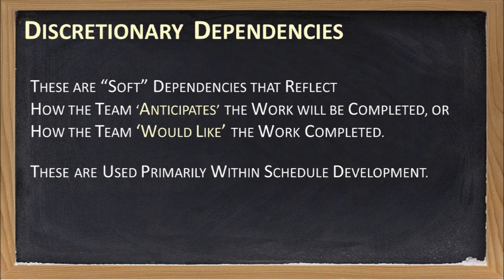These dependencies are more soft dependencies in that they reflect the project manager's and project team's preference for how they would like the work to be completed or how they feel the work should be completed. They often represent efficiencies or benefits that can be brought into the project by performing activities in a specific order. Let's take a look at some examples.